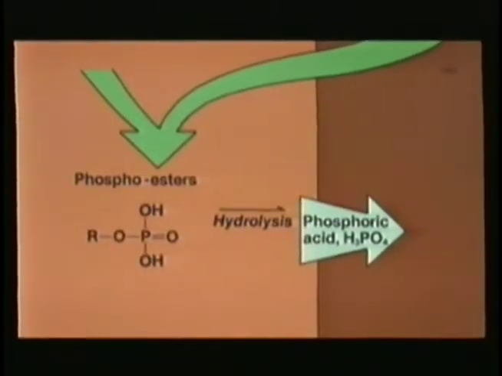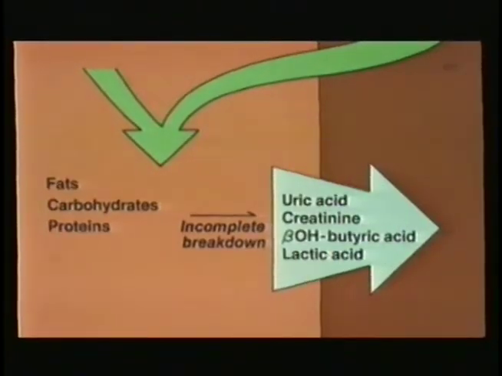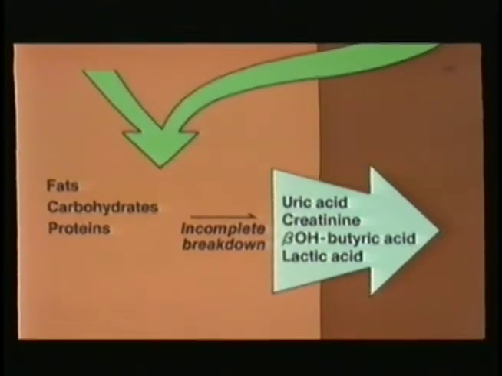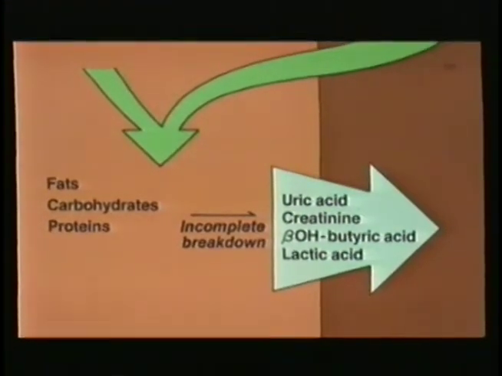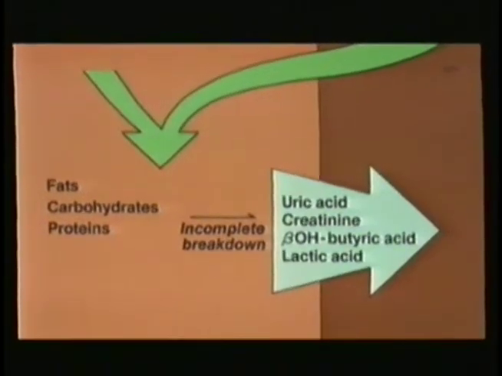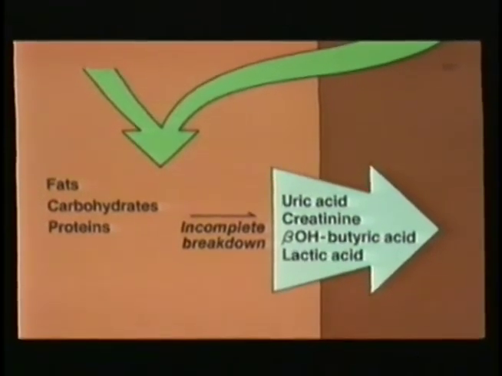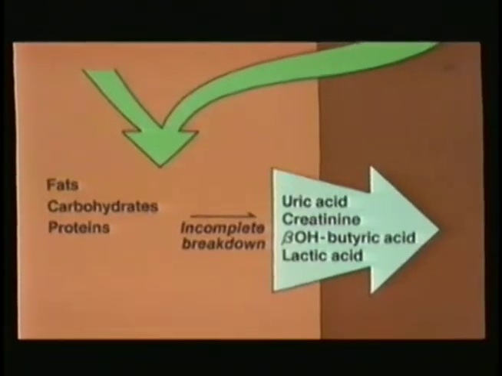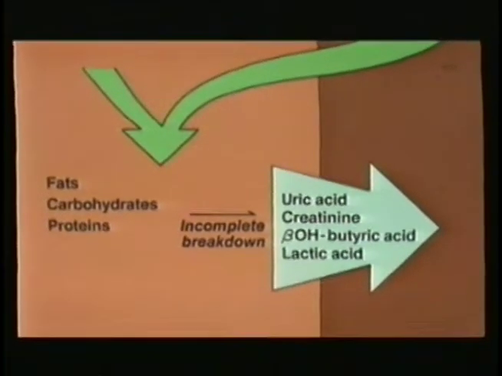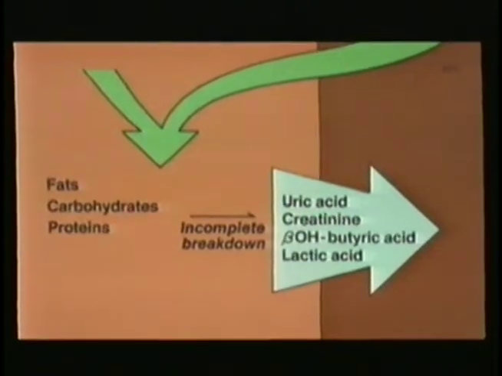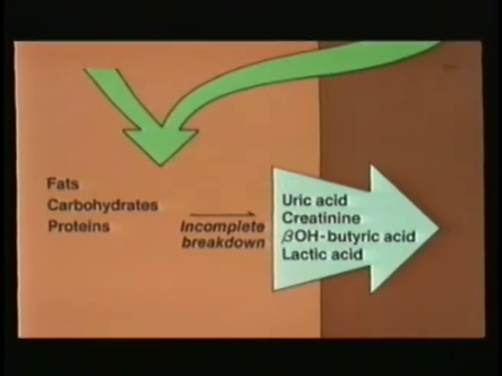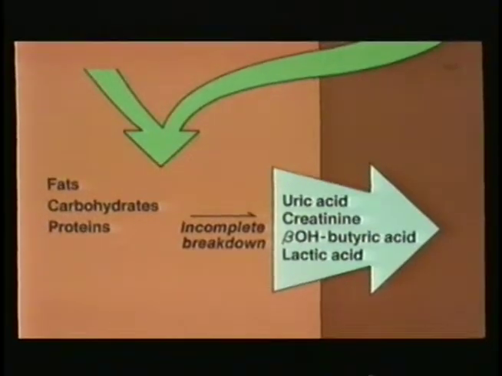Slide 16. The second process is the hydrolysis of various phosphoesters to form phosphoric acid. Slide 17. The third process is the incomplete breakdown of certain fats, carbohydrates, and proteins to form organic acids, which may either be true end products of metabolism, such as uric acid and creatinine, or which may be metabolic intermediates, such as beta-hydroxybutyric acid and lactic acid. Under some circumstances, intermediates are generated faster than they can be converted to carbon dioxide and water.